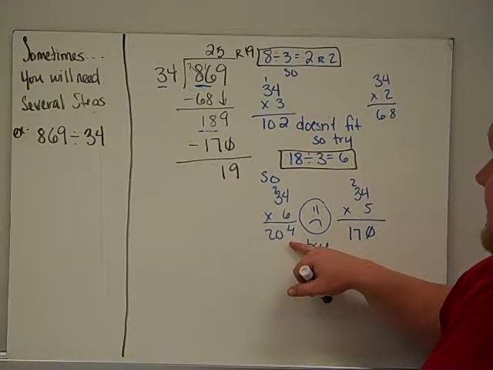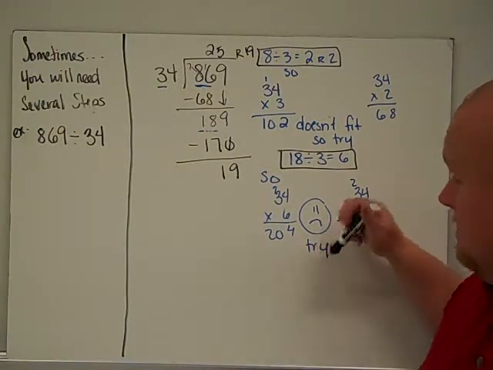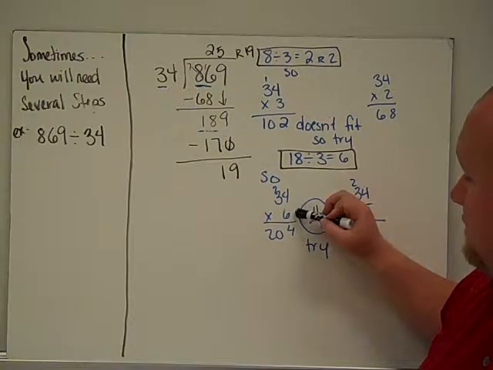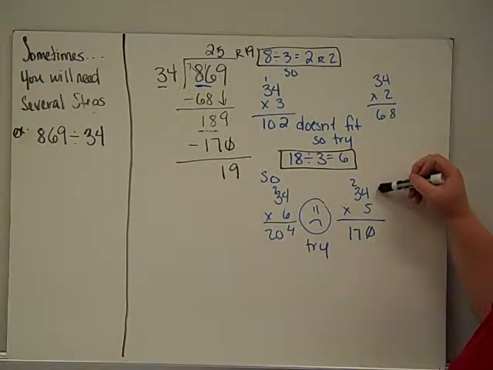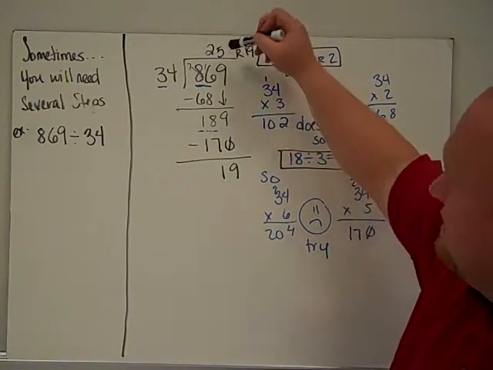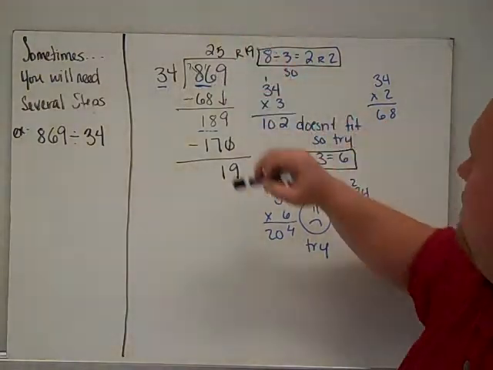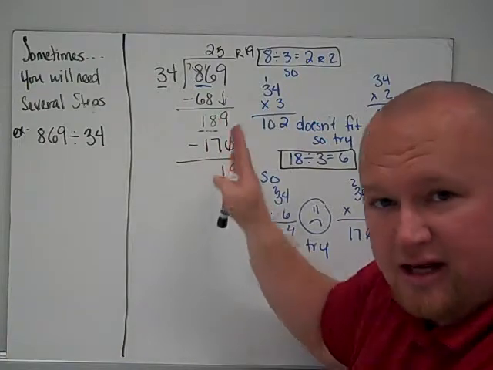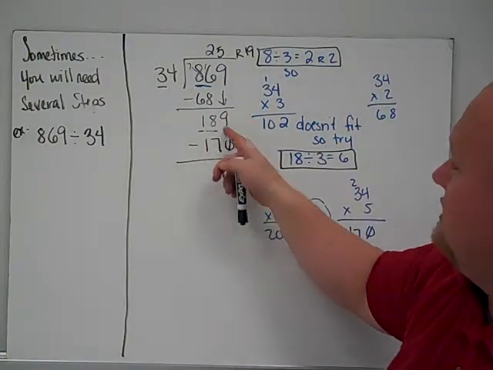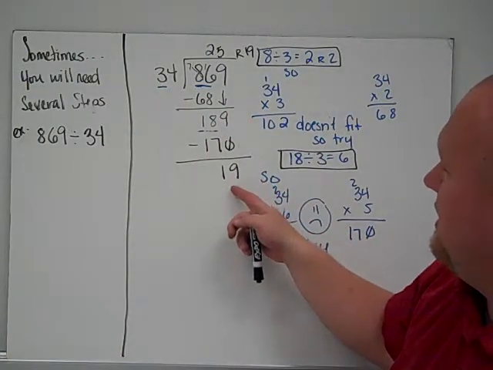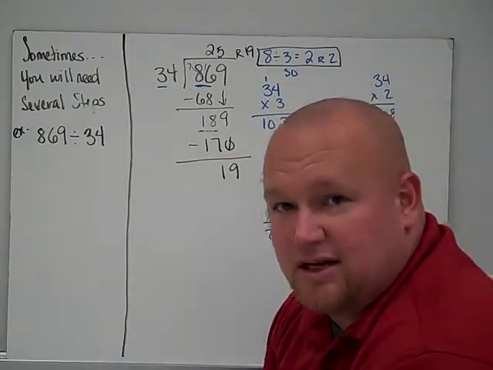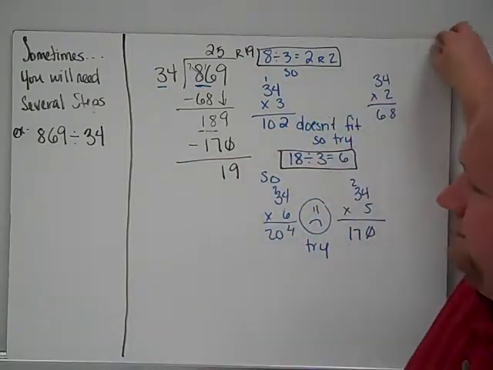Which means that I have to adjust. I know it didn't go with 6, so I'm going to drop down to 5 because it's close. It means 34 times 5 is 170. That fits. Regroup the 5. Make sure I got my 2 up there. Everything's in a line. It's looking good. Subtract 189 minus 170. It's 19. I got a remainder 19 because I got nothing else to drop.